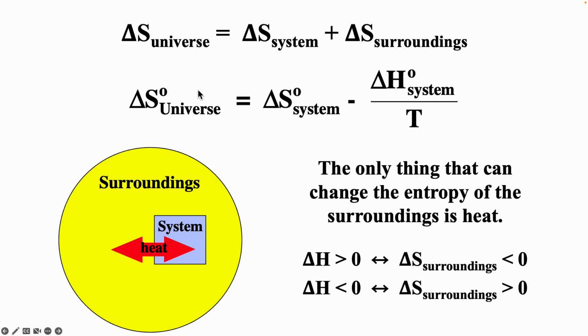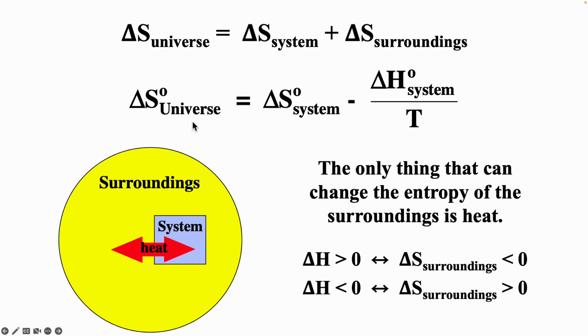And so we also saw that the change in entropy of the surroundings is equal to minus delta H over T. Remember, because the only thing that transfers between system and surroundings is heat and work, the only thing that can affect the entropy of the surroundings is heat. If delta H is positive, it means heat's going from the surroundings to the system, and that would cause the delta S of the surroundings to be negative.